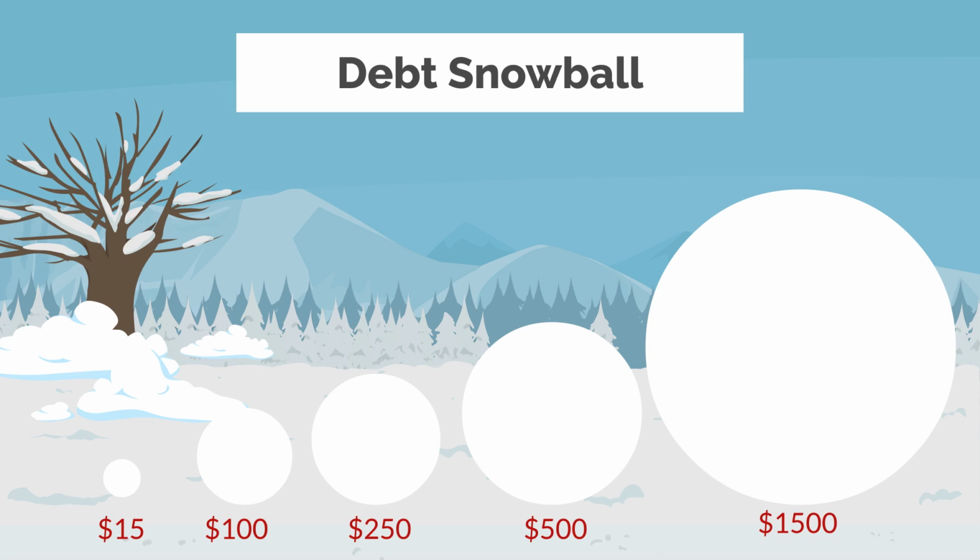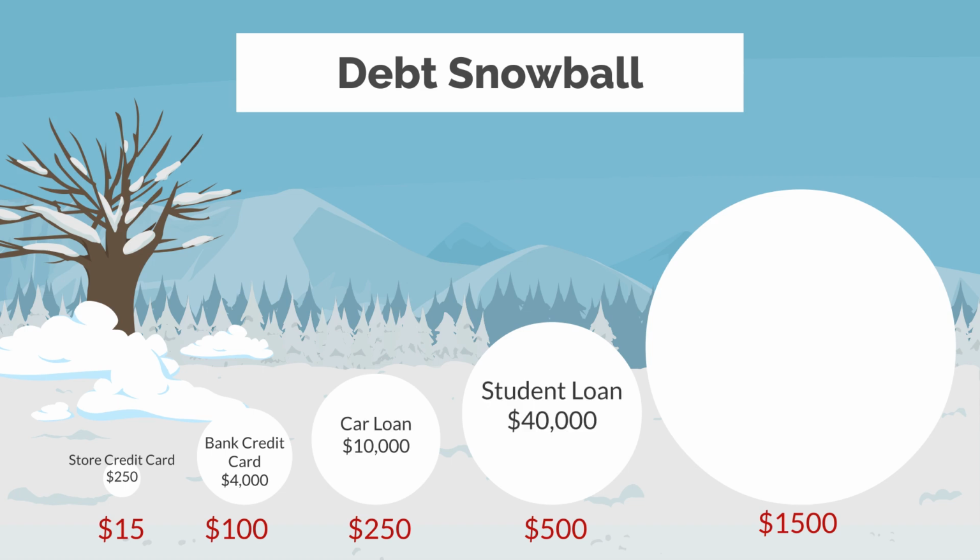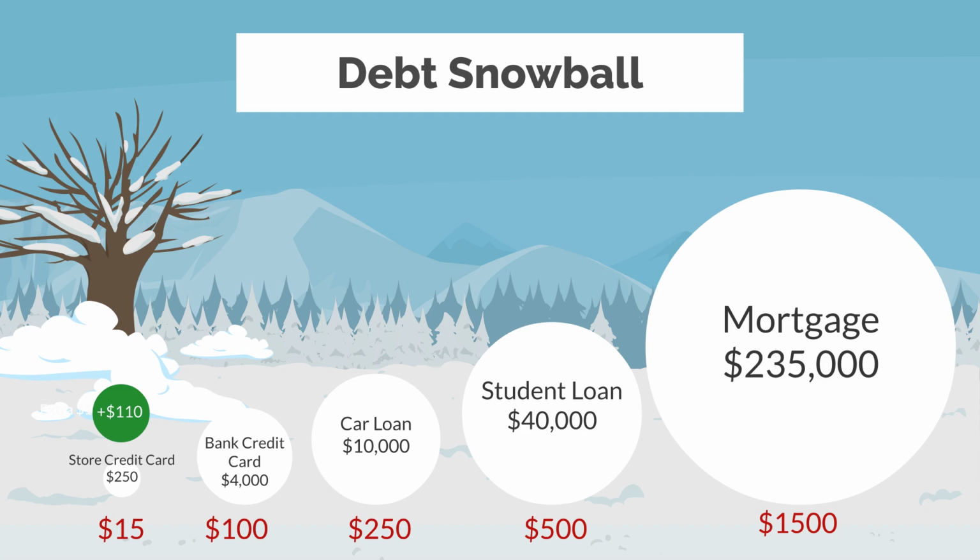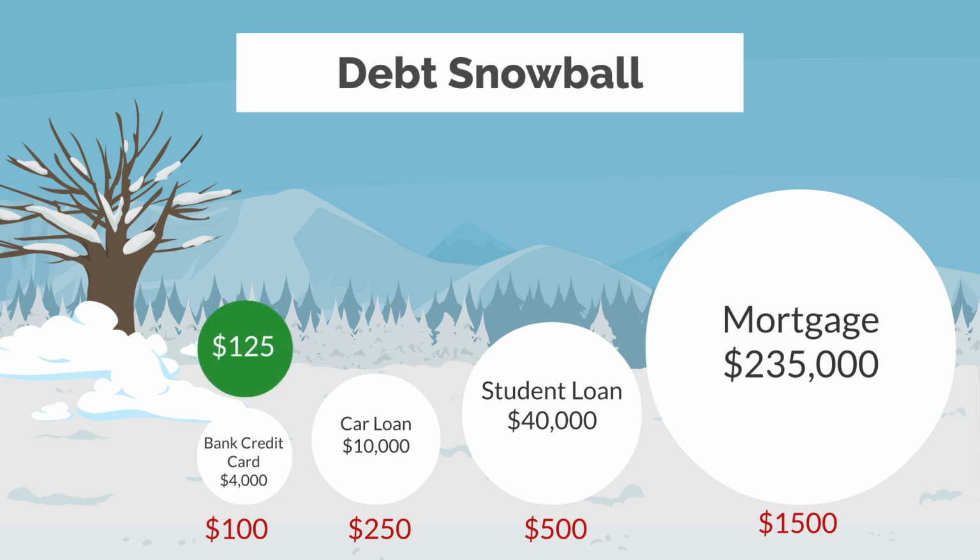For example, let's say you have debts for a store credit card, bank credit card, car loan, student loan, and mortgage, and can pay $110 more than your minimum debt payments each month. You would add the $110 to your payment towards store credit card debt, which has a minimum monthly payment of $15. Doing this would allow you to pay $125 per month towards your store credit card debt. When you have paid this debt off, then you move on to the bank credit card debt. Apply the $125 to this debt until this is paid off.